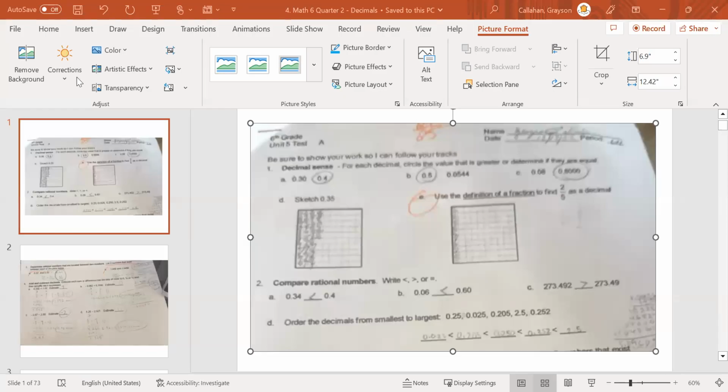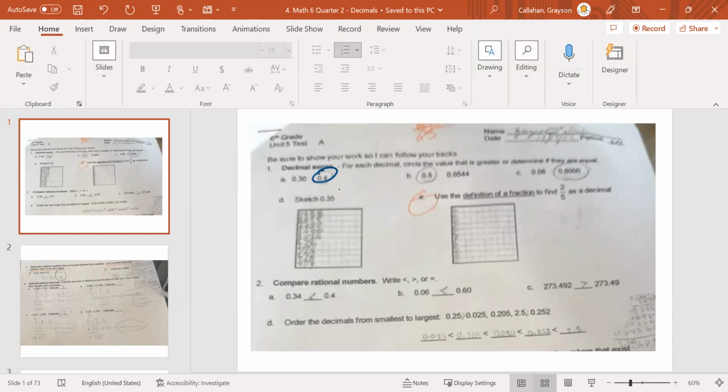So let's go ahead and go over your test that was from decimals. Looking at the first part, it says, be sure to show your work so I can follow your track. Decimal sense: for each decimal, circle the value that is greater or determine if they are equal.